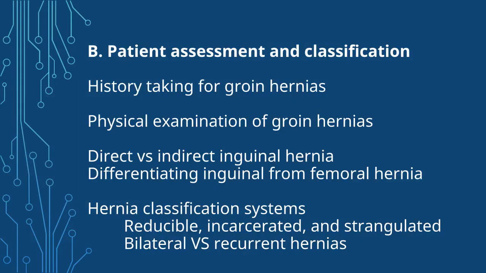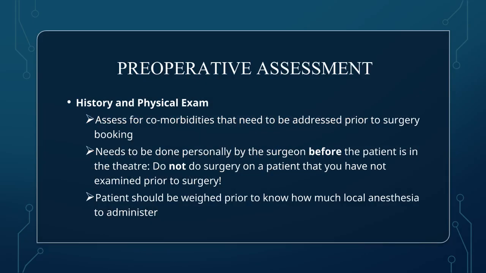Patient assessment and diagnosis, including history and physical examination, is next. We will also discuss the differentiation between inguinal and femoral hernia and introduce several hernia classification systems. You, the surgeon, must personally see and examine the patient before they come to the theater. In addition to evaluation of the hernia, identify comorbidities that need optimization, like uncontrolled hypertension or a cough. Weigh the patient, as this is critical for calculating the safe dose of local anesthetic.